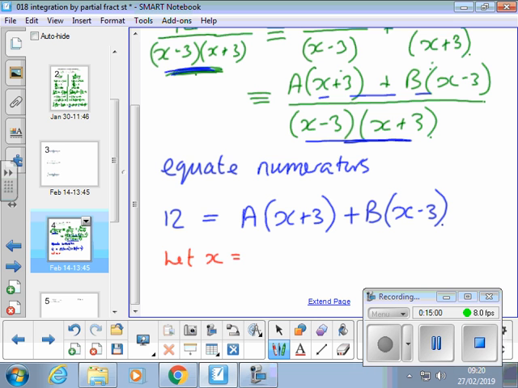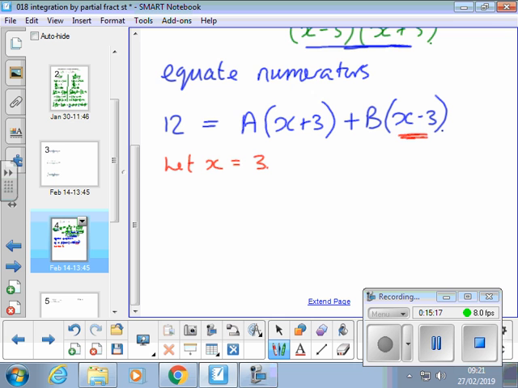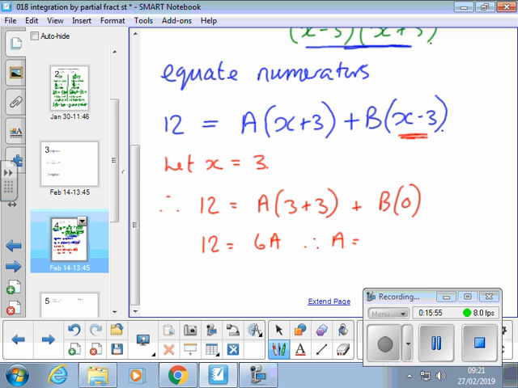If we let x equal 3, then this term becomes 0, doesn't it? Yeah, that's right. So therefore we can say 12 is equal to A times 3 plus 3, plus B times 0. That last term I've included for completeness to show what we're doing here. Making x equal to 3 means that we get rid of one of the unknown terms. So 12 is equal to 6A, therefore A is equal to 12 over 6 equals 2. So we've found A.